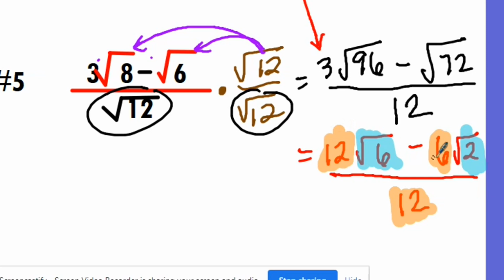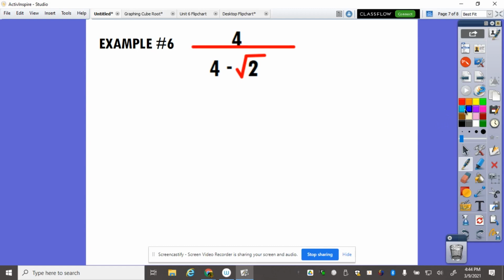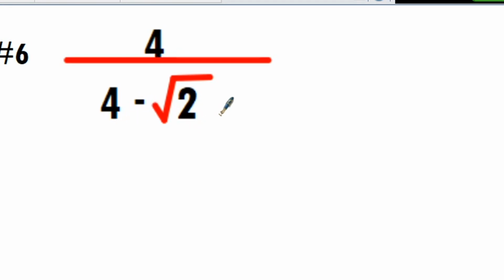So 12 and 6 and 12 here are all divisible by 6 here, and by 6 here. That will give us 2 square root of 6 minus 1 square root of 2 all over 2. And again, I'll repeat, you cannot cancel this one here, okay? Now, we're dividing here with a binomial. The denominator is 4 minus square root of 2.